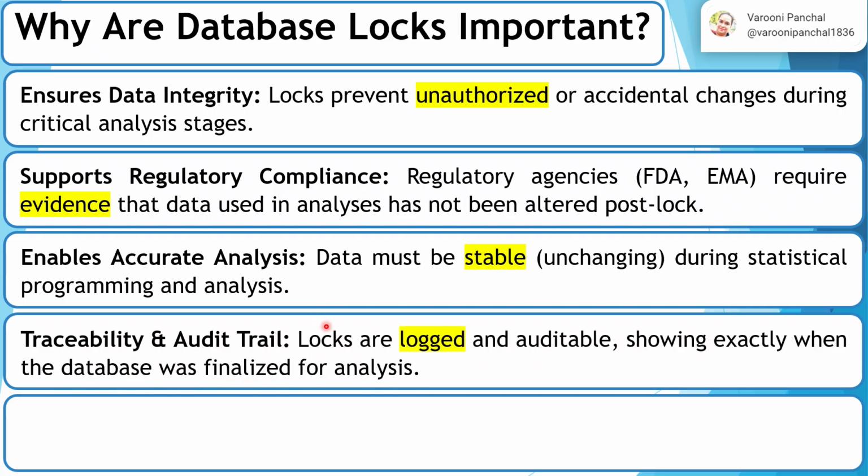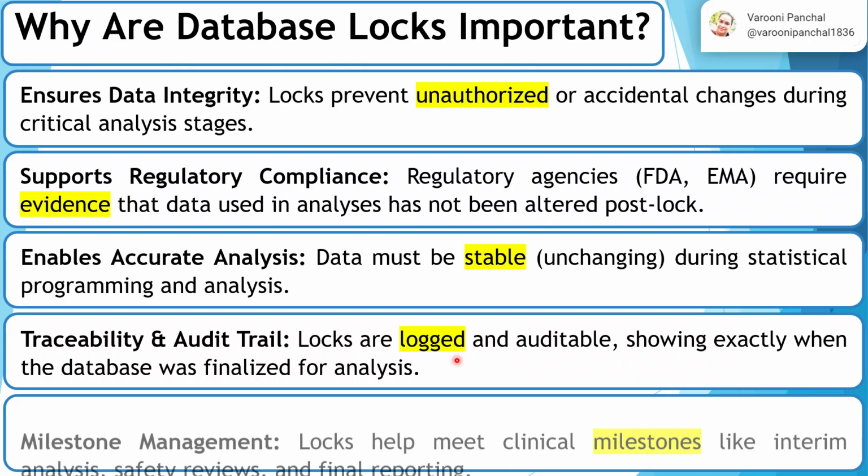Next is traceability and audit trail. The locks are logged and auditable, showing exactly when the database was finalized for analysis. Traceability and audit trail are very important factors when you're working with the database lock, right? Integrity, compliance, accuracy in data, then traceability and audit trail. These are all the reasons why we conduct the database lock. The audit trail plays a very important role so that you know when it was locked, when it was performed, what issues there were, and what logged information is present.